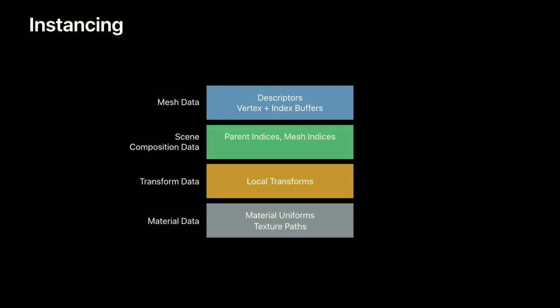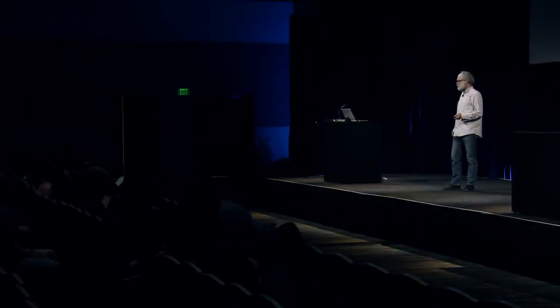So we're going to get the data that we stored out already earlier. And to the scene composition data, we're just going to add the instance count. And that's all it takes to get an instanced scene with lots of materials and objects.